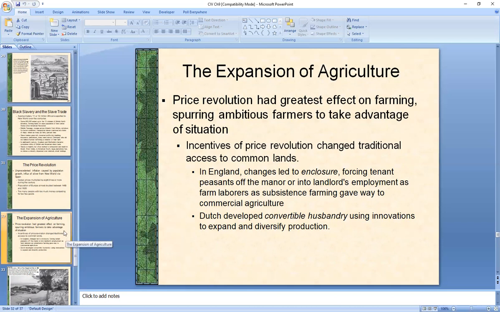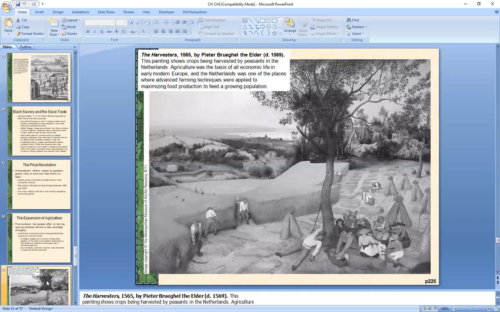The price revolution had the greatest effect on farming, which caused ambitious farmers to jump in and take advantage of the situation. This is a painting that shows crops being harvested by peasants in the Netherlands.